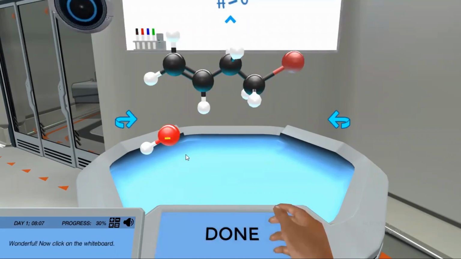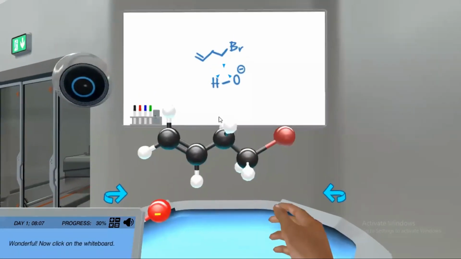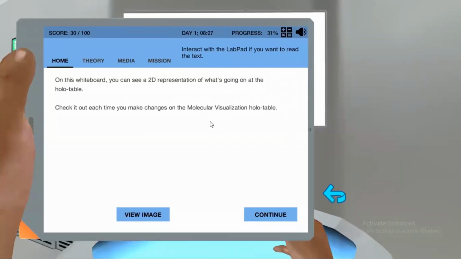Wonderful. Now click on the whiteboard. On this whiteboard, you can see a 2D representation of what's going on at the hollow table. Check it out each time you make changes on the molecular visualization hollow table.